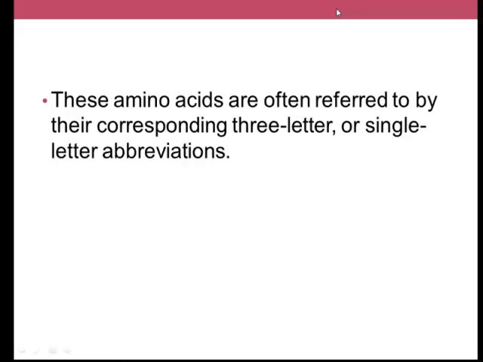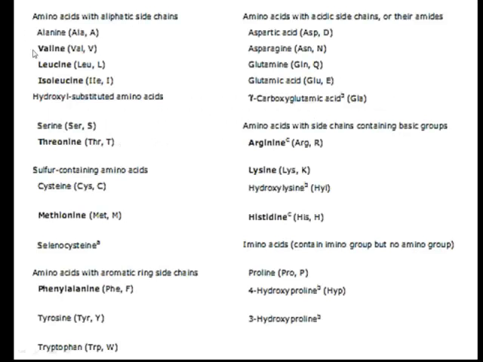These amino acids are often referred to by their corresponding three letters or single letter abbreviations. So you can use abbreviations instead of writing the full name of the amino acid. Here you can see for alanine we may use ALA or A, either the first three letters or a single letter. For valine, VAL or V. For leucine, LEU and L, and so on. For example, histidine, either the first three letters, HIS, or H.